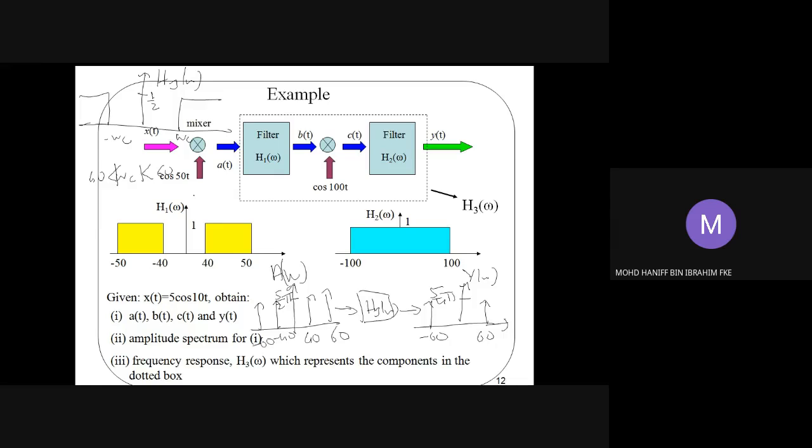So the cutoff frequency ωc shall be bigger than 40 but less than 60, such that when we place ωc between these two frequencies, everything bigger than ωc will be passed through, which includes the 60 impulse, but the 40 impulses will be filtered out. So that is the answer for number 3, the frequency response for H3(ω).